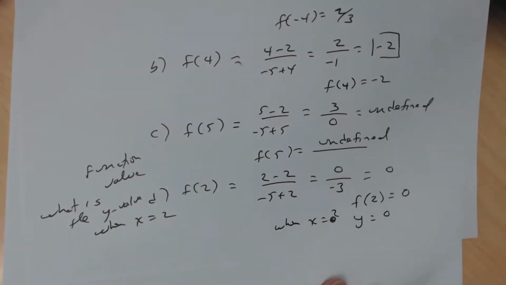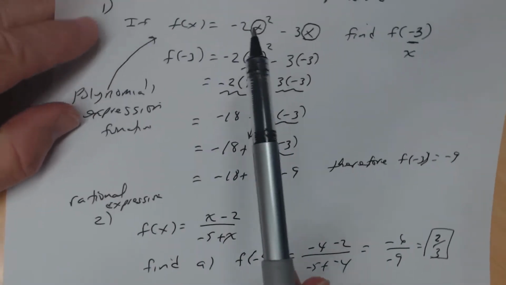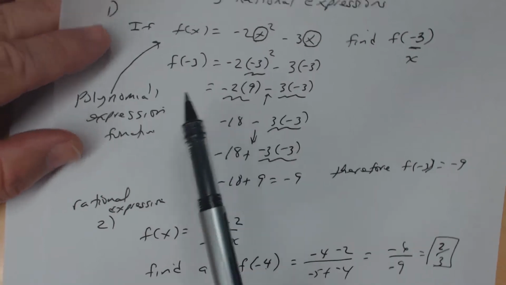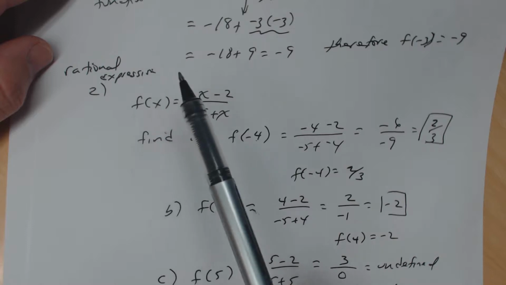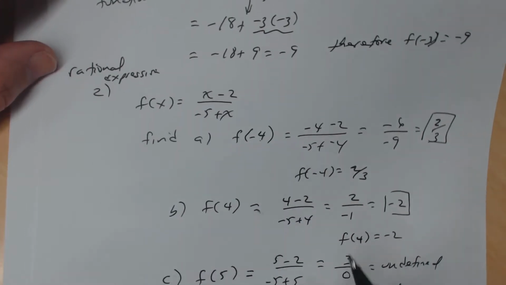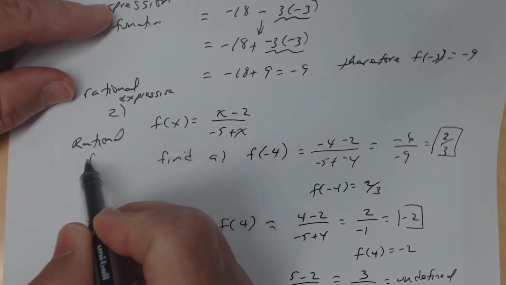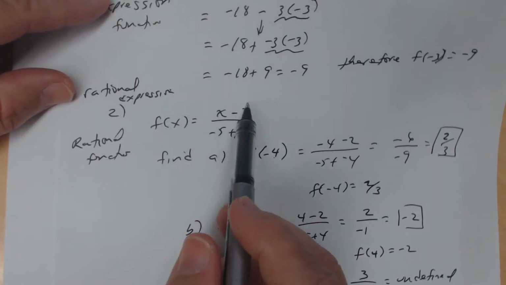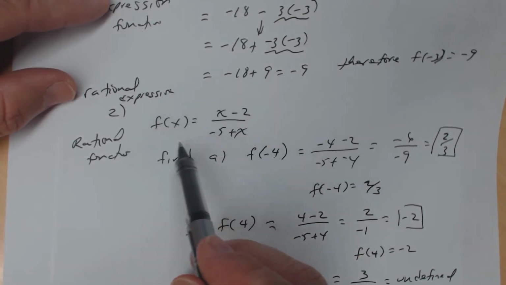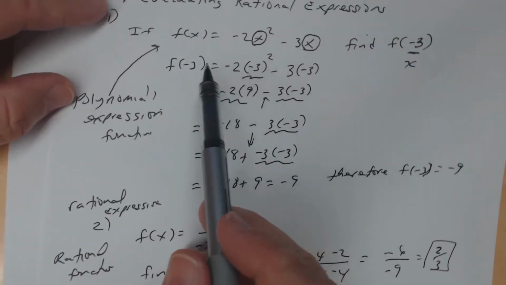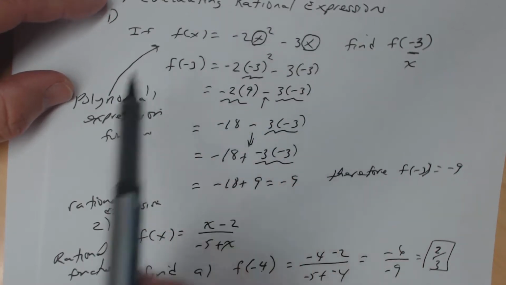All right, so that was the quick review of what you did before in this course, kind of the same idea, but this time dealing with rational functions instead. Remember, this is function notation, so this is a rational function. A rational function is made up of a rational expression. So here's your rational expression. Together, this is a rational function. Over here, here's your polynomial expression. Together, this is a polynomial function.